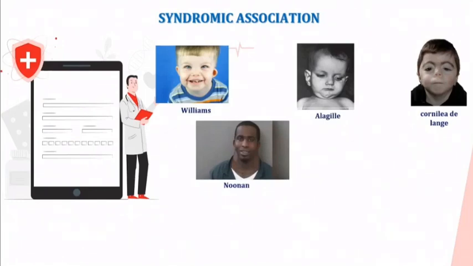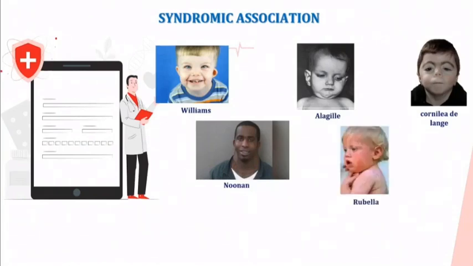Here, the affected patient will be short stature, stumpy, and with webbed neck and broad shield-shaped chest. And next will be rubella, congenital rubella syndrome, where the child will be intrauterine growth retarded, and there can be maculopapular rash associated with mental retardation as well.